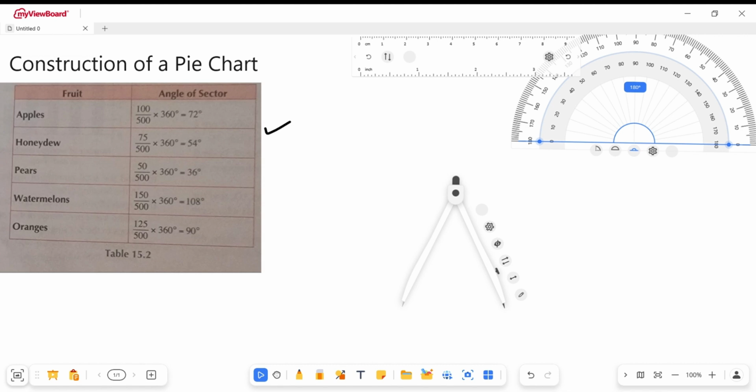This question is based on unit 15, statistical and data handling. And here you have angle sectors like 72 degree, 54 degree, 36 degree, 108 degree and 90 degree. So how are you going to construct a pie chart? Now let's start making a pie chart. First of all, you need a compass. So draw a circle. The radius is up to you. So let's draw a circle.